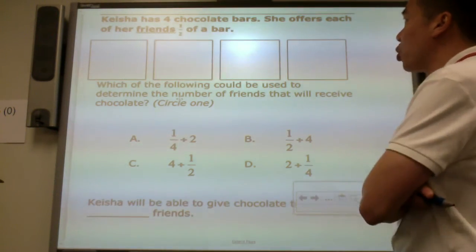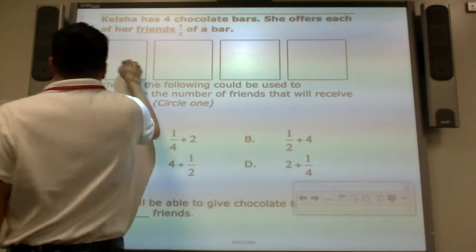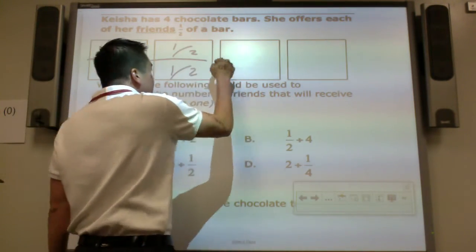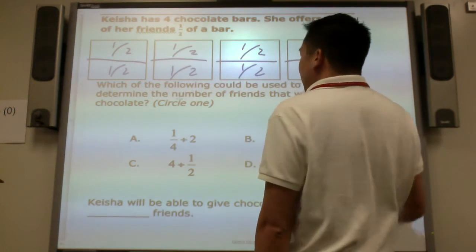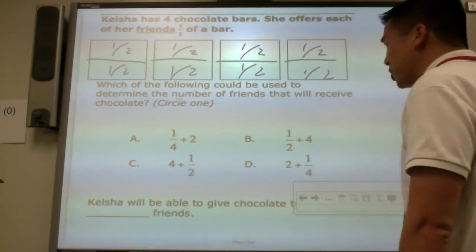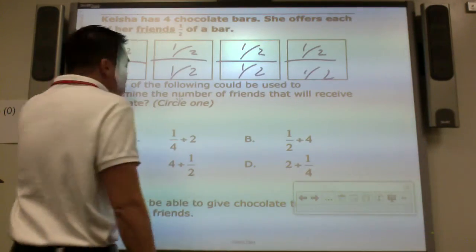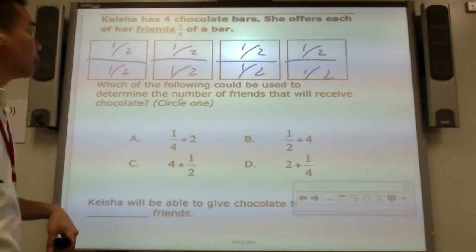Keisha has 4 chocolate bars. She offered each of her friends 1/2 of a bar. Which of the following could be used to determine the number of friends that will receive chocolate? So we're finding groups of halves. How many halves go into 4 chocolate bars?